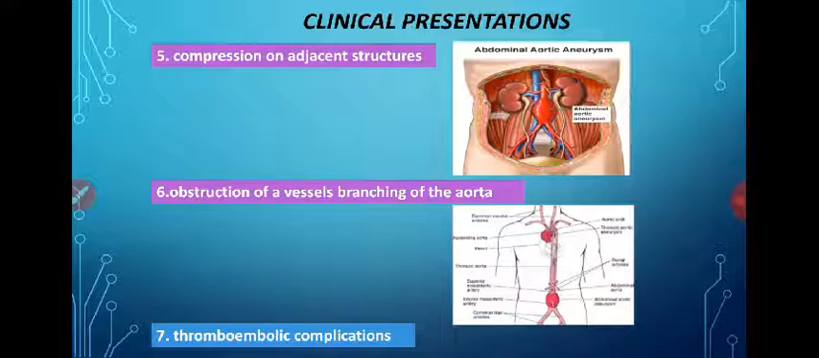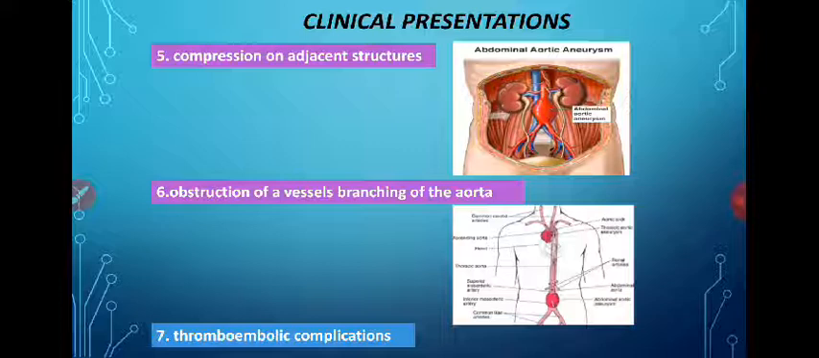It can also compress the ureter or cause erosion of vertebrae. Obstruction of vessels branching off the aorta, like renal, iliac, vertebral, or mesenteric arteries, results in distal ischemia of the kidneys, legs, spinal cord, or gastrointestinal tract, respectively.